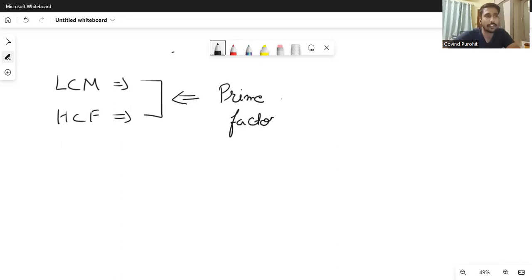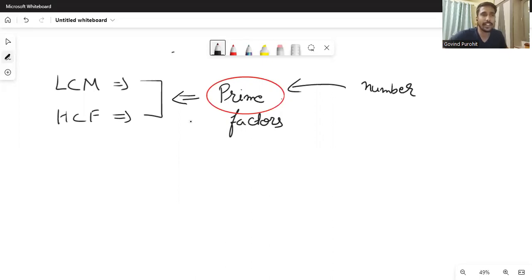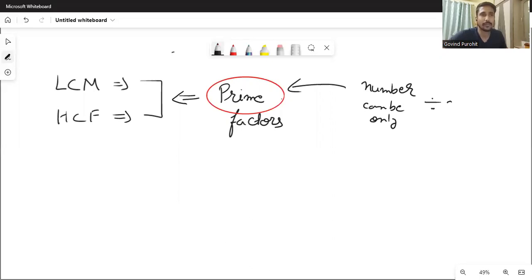Now, what are prime factors? You may be wondering. Prime factors come from prime numbers, which come with the theory of prime numbers, which says that any number which can be divided only by itself and 1 is known as a prime number.